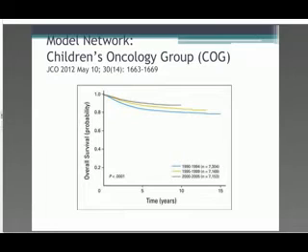So what that's shown is that because all children in the U.S., or nearly all, are enrolled in Children's Oncology Group trials, the purpose of a trial is actually perfectly clear here, that it does in fact improve survival and patient outcome.